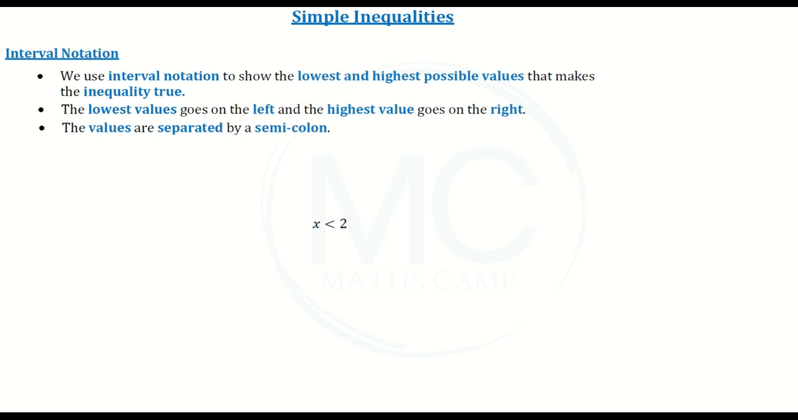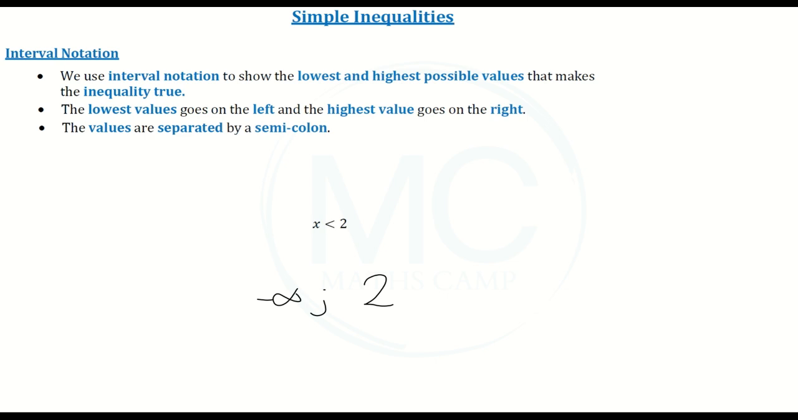Once again, let's look at x is smaller than 2. X can take on any value smaller than 2. So 2 is our highest possible value, so you can write 2 over here. We have no lower bound, so the possible value of x goes on to negative infinity. In interval notation, we can then write negative infinity as our lower bound. So we can put that in over here, and we separate with a semicolon.